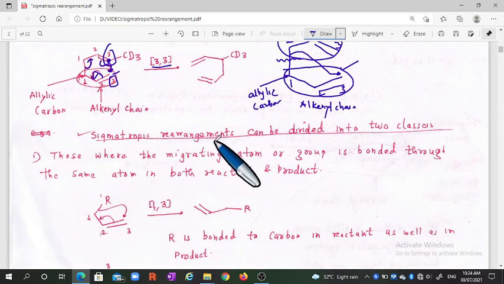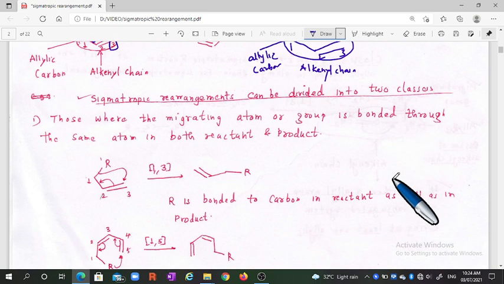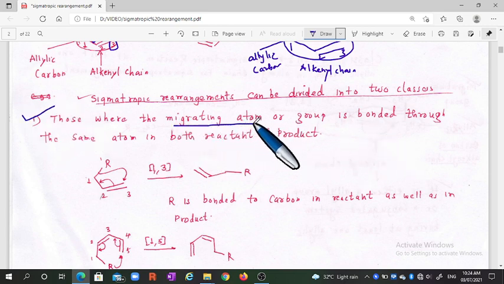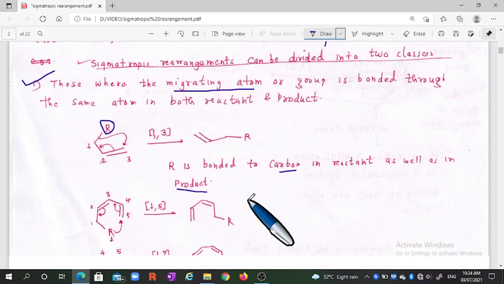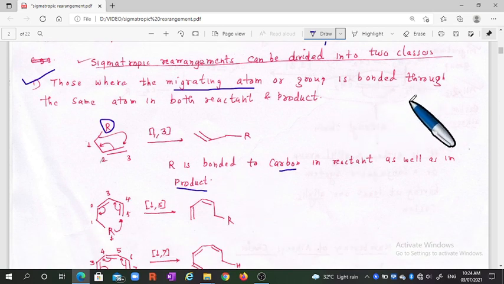Sigmatropic rearrangements can be divided into two classes according to whether the migrating atom or group is bonded through the same atom in both the reactant and the product. In the first type, R is migrated, and R is a carbon that is migrated from the 1 position to the 3 position. Therefore R is bonded to a carbon in the reactant, and also R is bonded to a carbon in the product.